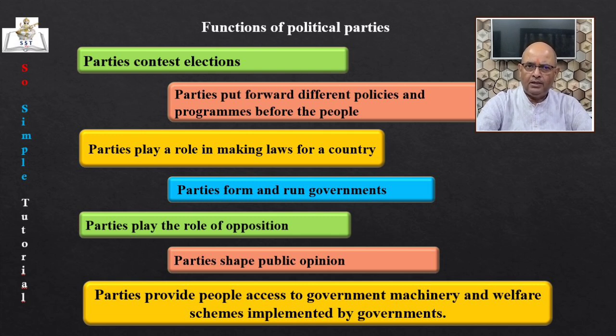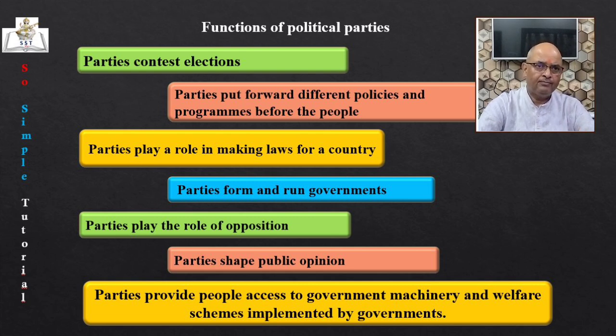Fourth function, parties form and run government. We already know that the party which gets a majority of seats in the election is invited to form the government. So they form the government and run it responsibly. Since they have the mandate of the people, they implement their policies and programs. The policy decisions that are taken by political executives come from political parties. It is the political parties that recruit leaders, train them, and then make the ministers run the government in the way they want.